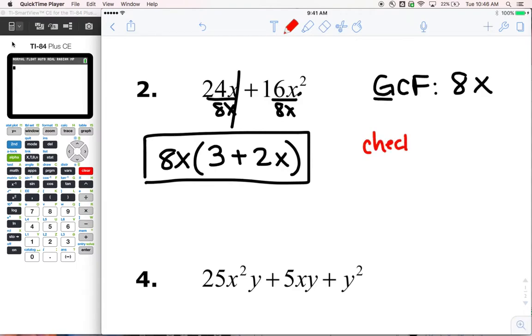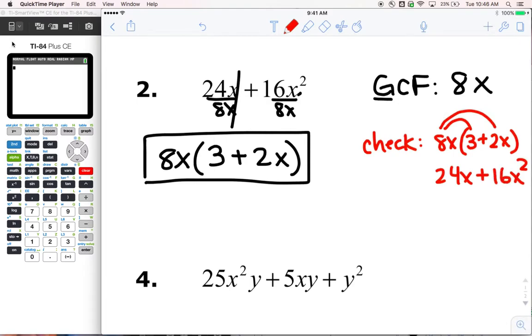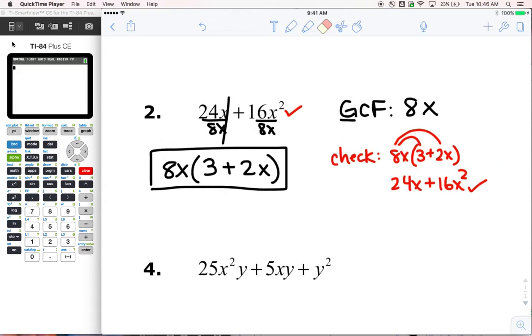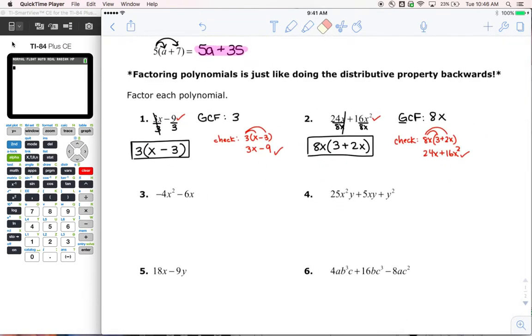And again, y'all take the 2 seconds to check your answer. All right, redistribute. Looks like I would get 24x. 8 times 2 is 16. Then x times x is x squared. Is this what I started with? Yes, it is. All right, take that time to check. You will not regret it. If you get in that good habit now, it will really help you later.